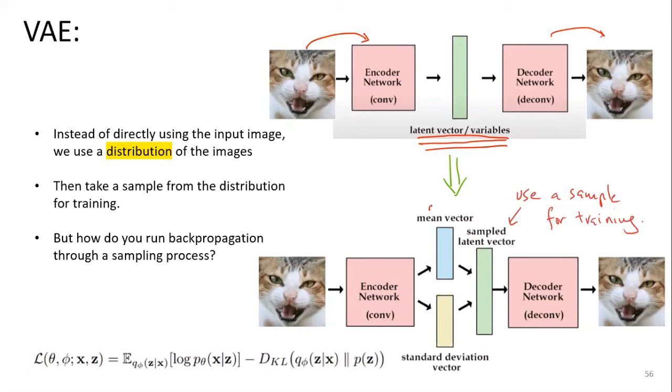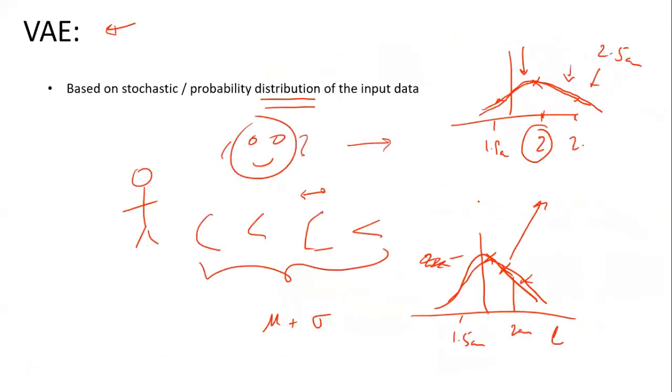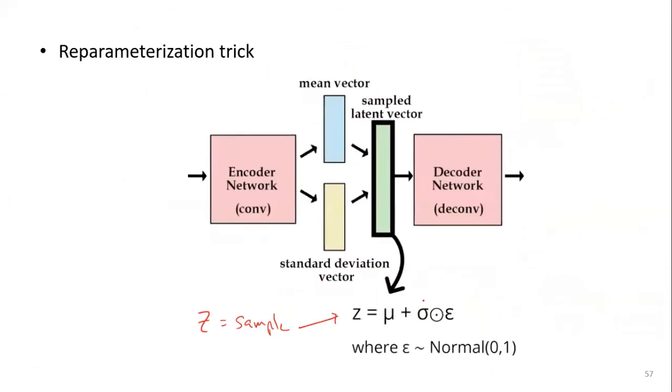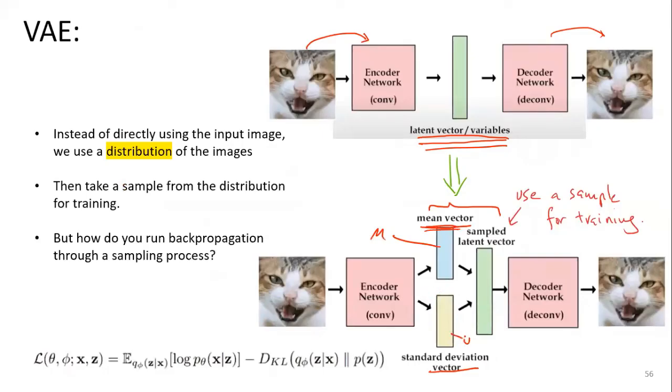Now what you're doing is replacing this bottleneck with a mean value. As I said, the mean could be, let's say, 2 centimeters, and a standard deviation, which could be, let's say, 0.3 centimeters. So the mean nose length is 2 centimeters and the standard deviation is 0.3 centimeters. The bottleneck now has the mean, which we call mu, and the standard deviation, which we call sigma. Then we take a sample from this for training purposes. So we're not taking the original data for training.